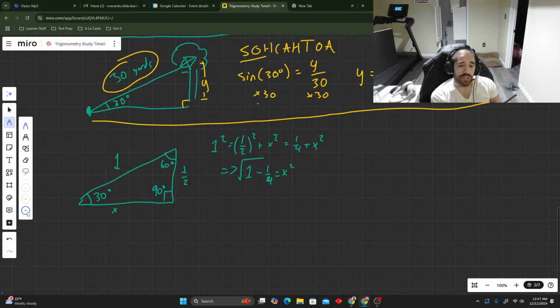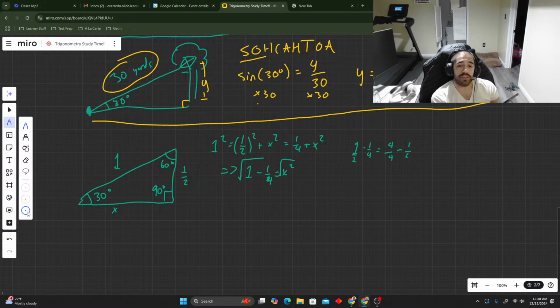The next thing you do is you're going to take the square root of both sides. But I guess before that, we want to do 1 minus 1/4. You have to have a common denominator. So you can multiply 4 on top and bottom of 1. So you can always divide by 1 and it's the same thing.